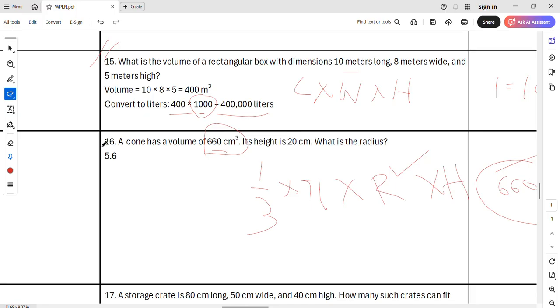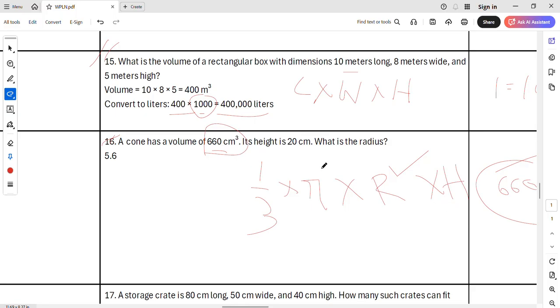Okay, then next question number 16. A cone has a volume of 660 cube centimeter. Its height is 20 centimeter. What is the radius? Okay, we find the formula. Based on the formula, it is 1/3 multiplied by pi times radius square and height.